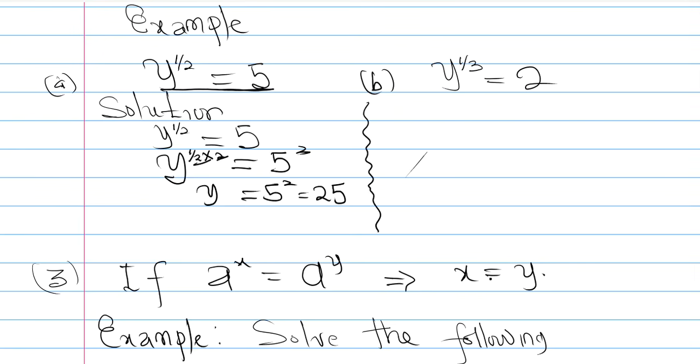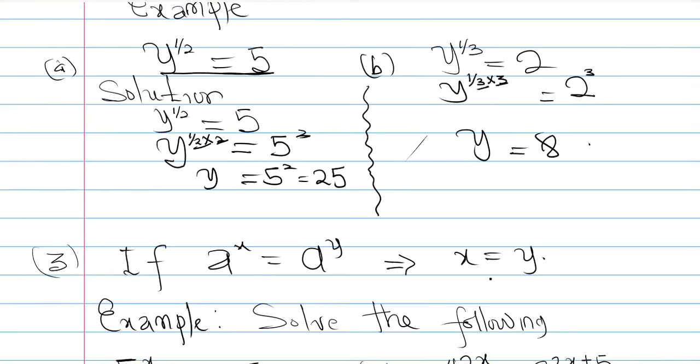The same thing here. We have y to the power of one third. Just multiply both sides by the cube, which is 3, is equal to 2 raised by 3. Whatever you do to the right, you must also do to the left. Okay. It means y, this one cancels. y is equal to 2 raised by 3, which is 8. We are done.